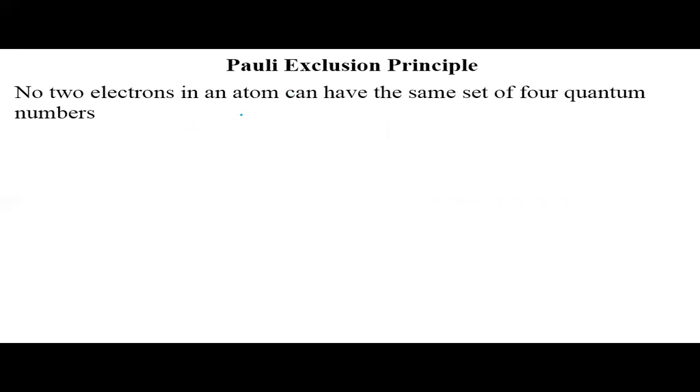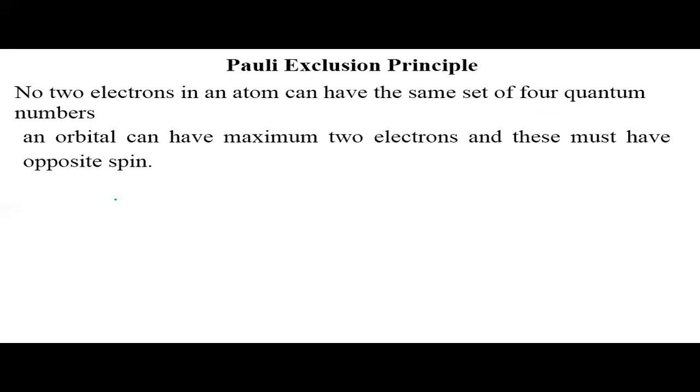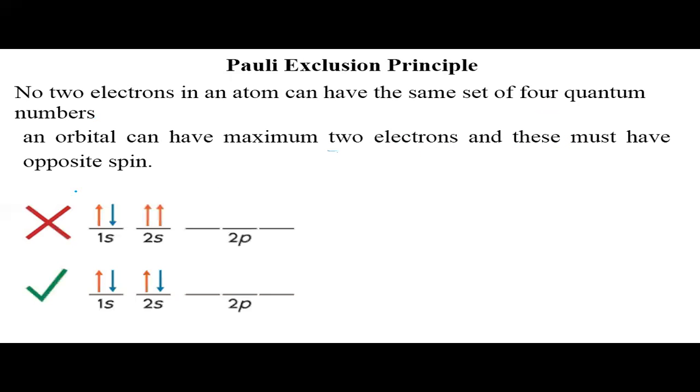Now, the Pauli exclusion principle. According to the Pauli exclusion principle, no two electrons in an atom can have the same set of 4 quantum numbers, or an orbital can have a maximum of 2 electrons, but these must have opposite spin. How will we understand? We'll understand like this. An orbital can hold a maximum of 2 electrons, and these 2 electrons must have opposite spin.